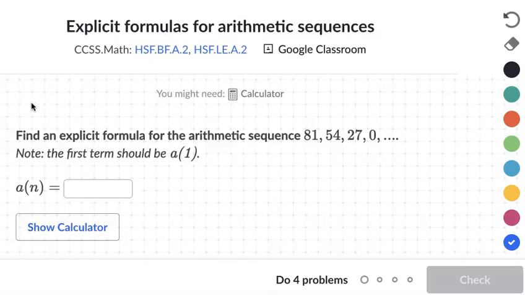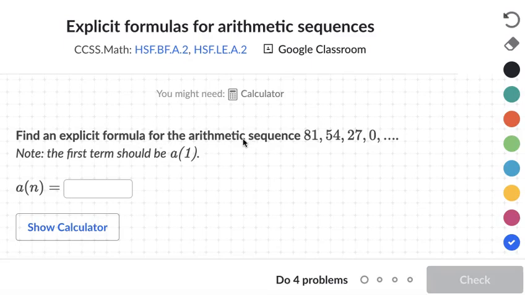In this video, we're going to use Khan Academy to practice writing explicit formulas for arithmetic sequences. Now, an explicit formula is a formula that helps us figure out a specific term in a sequence of numbers. For instance, if we want to know what the 17th term is, we would plug in the number 17 into our formula. Or if we want to know what the first term is, we would plug in the number 1 into our formula, and it would tell us the first term.